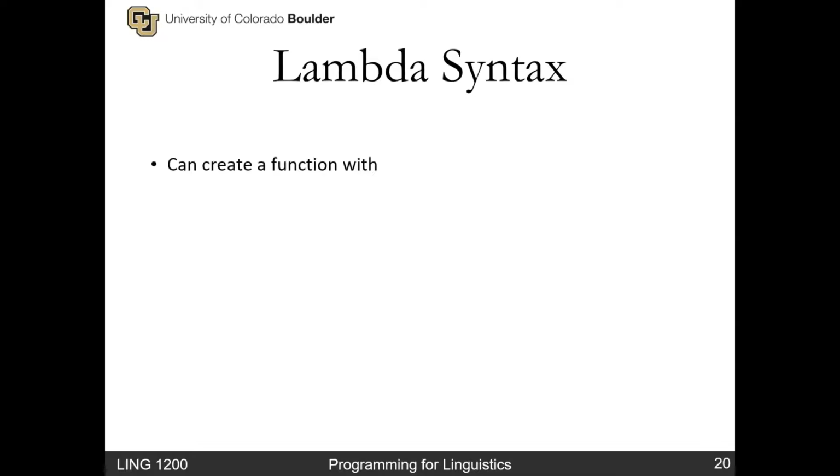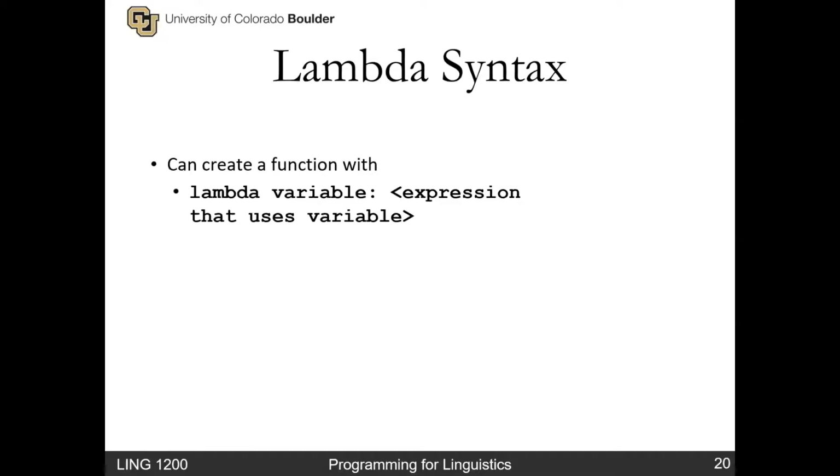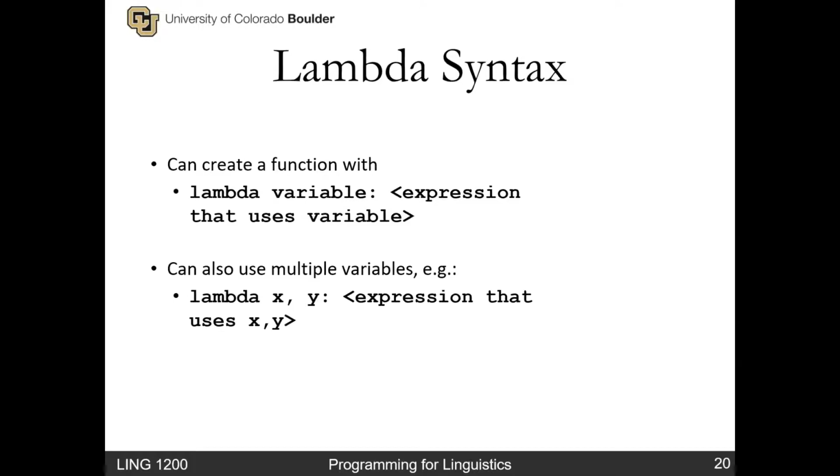So here's the syntax for the lambda. And there's a couple of things to note. First of all, you can create a function with just one variable. And you do this with the keyword lambda, the variable name, the colon, and then the expression that's going to do the calculation or whatever needs to be evaluated and then returned. And it uses the variable that you put right before the colon. You can actually also use multiple variables. Just like a regular function definition can have multiple parameters, you can pass multiple variables to the lambda syntax. And then the expression that you want to be evaluated and returned can use both of those variables. So maybe x times y. So you can use multiple variables in lambda. You cannot use multiple lines of code. It must be a very simple function.